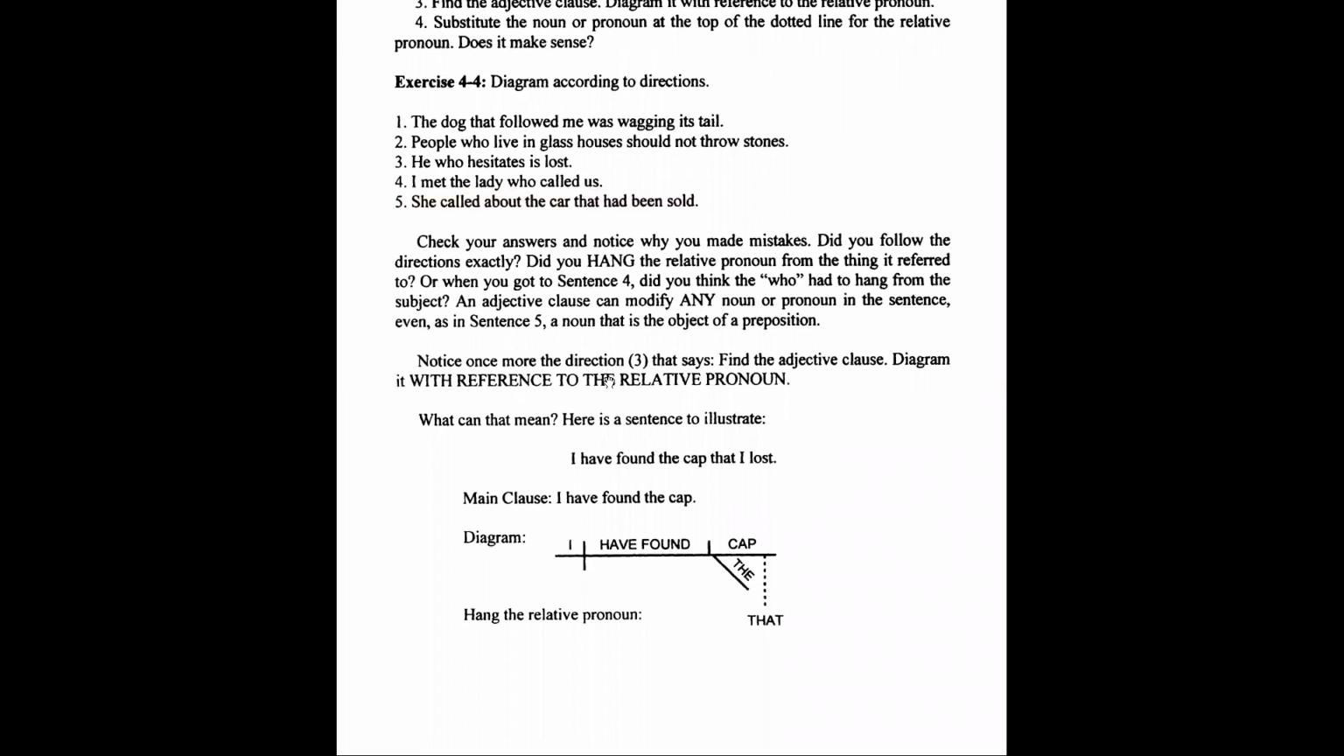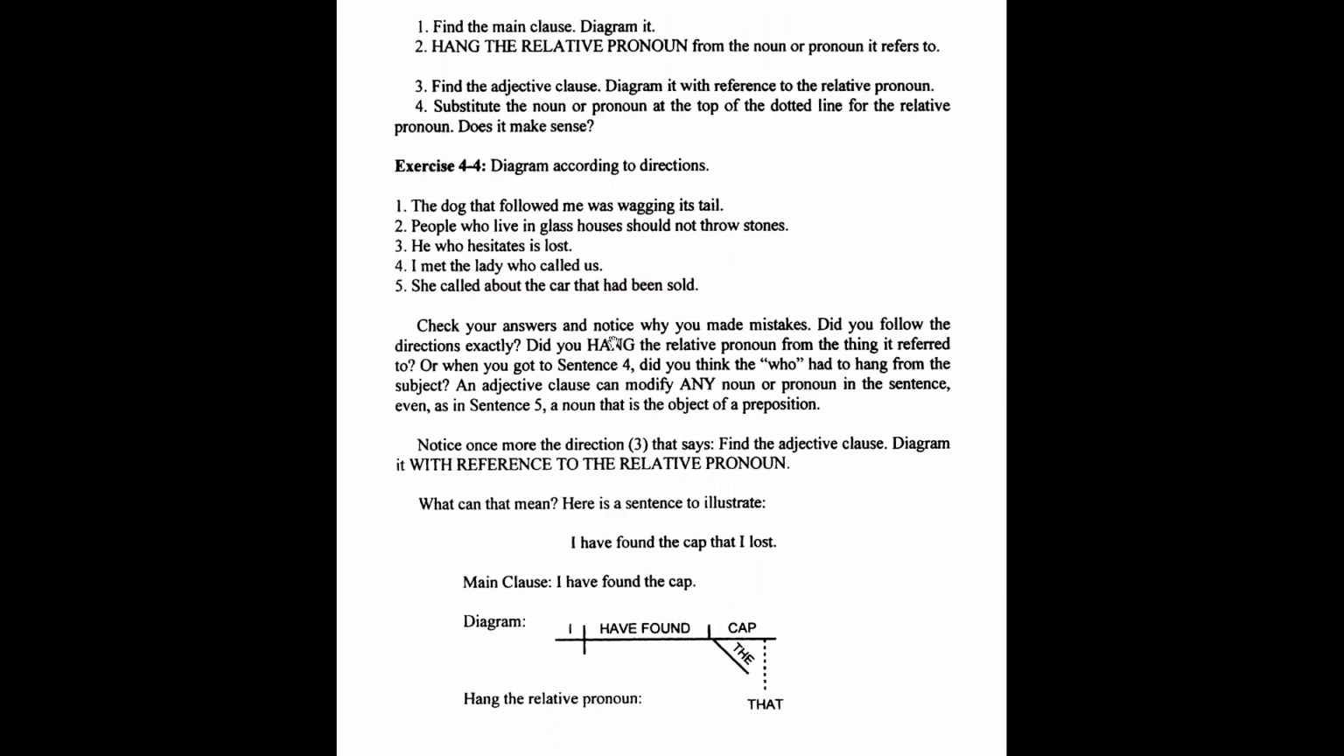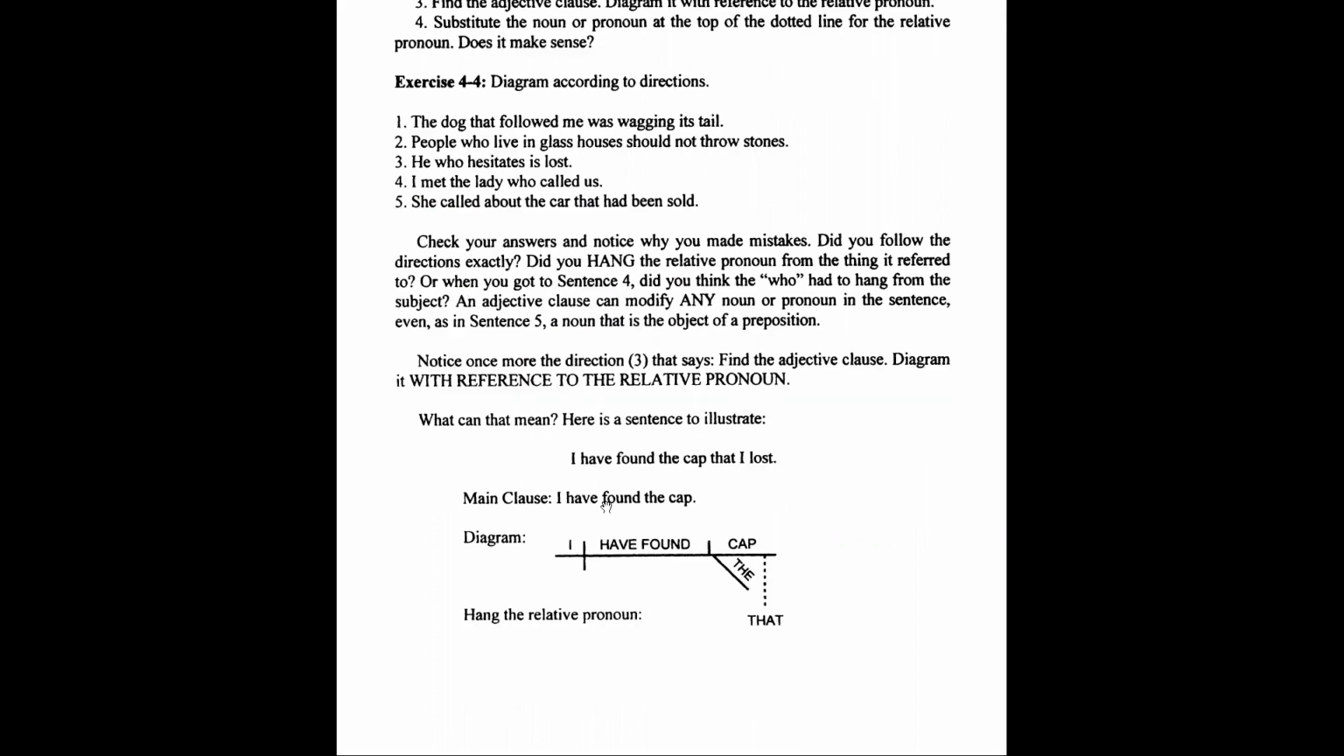Notice once more direction number 3: find the adjective clause, diagram it with reference to the relative pronoun. What can that mean? Here is a sentence to illustrate. I have found the cap that I lost. Okay. What's the main clause? Ask yourself. I have found the cap. That's the main clause. So diagram it: I have found cap, right? That is referring back to cap. So you drop it down, hang the relative pronoun.